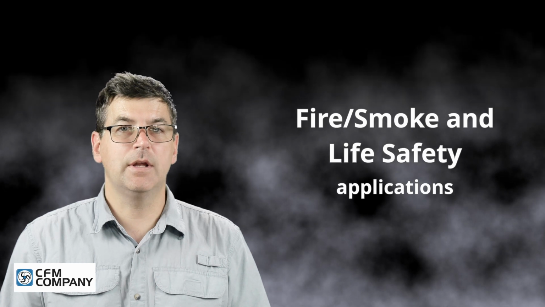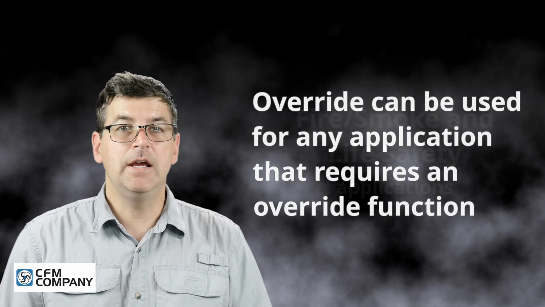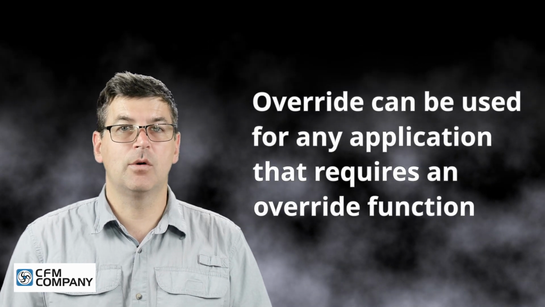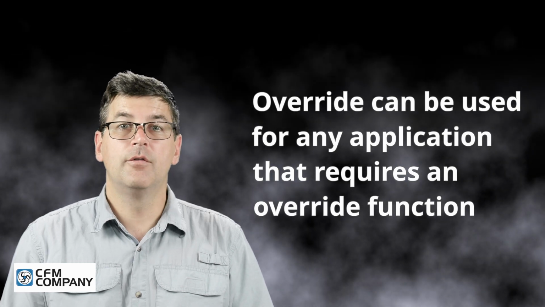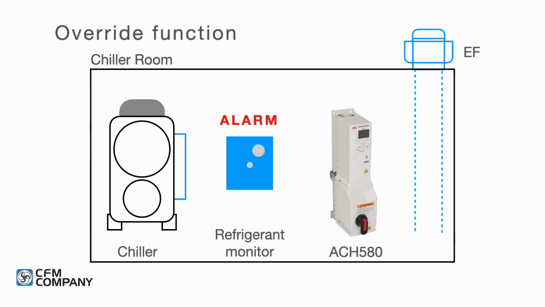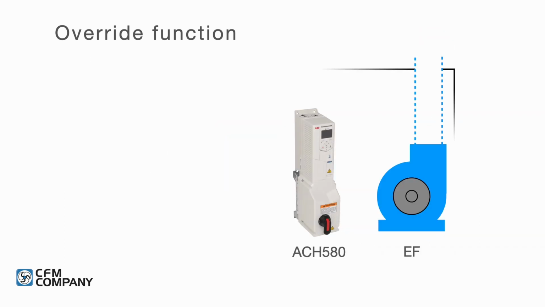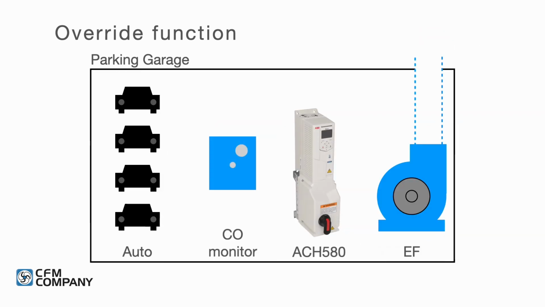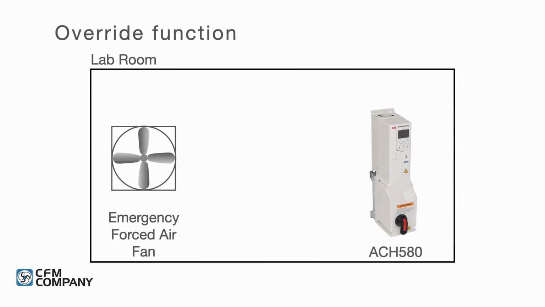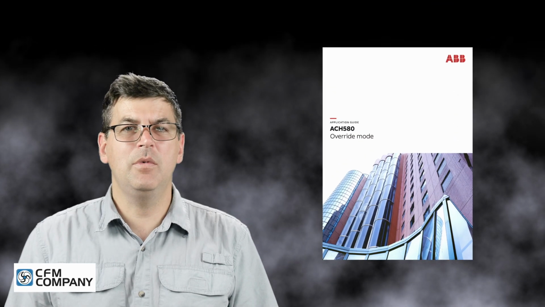While override mode is most commonly used for fire, smoke, and life safety applications, it can be used in any application that requires an override function. For example, an exhaust fan connected to a chiller room with a refrigerant monitoring system, or an exhaust fan connected to a parking garage with a carbon monoxide monitoring system, or an emergency forced air fan for a room with a low O2 sensor.